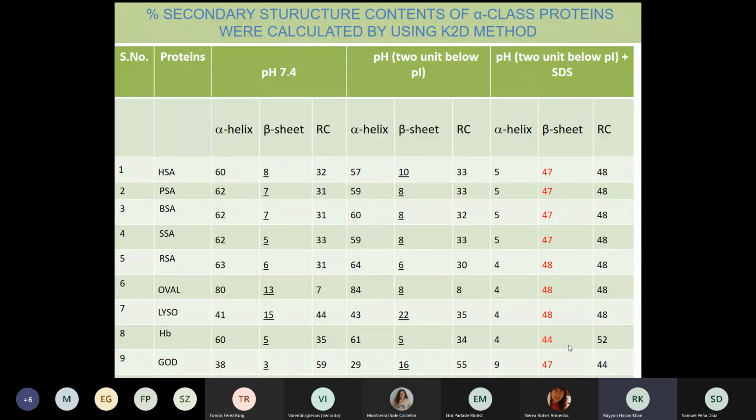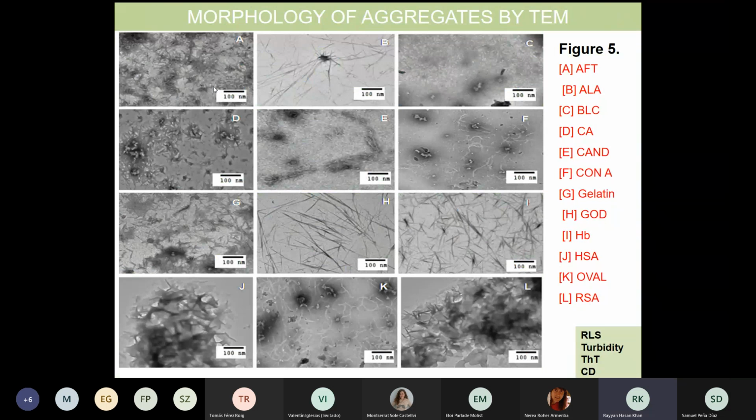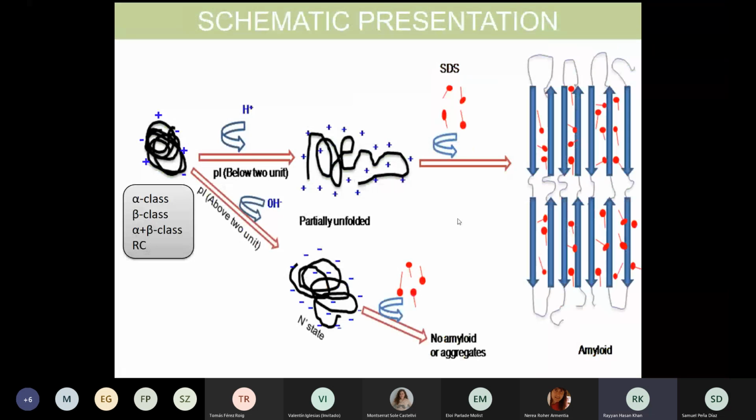Now these are the TEM images. These are from the different classes: alpha, alpha plus beta, and random structure proteins. All the proteins show a clear amyloid fibril formation. Now this is the overall scheme that is being shown.